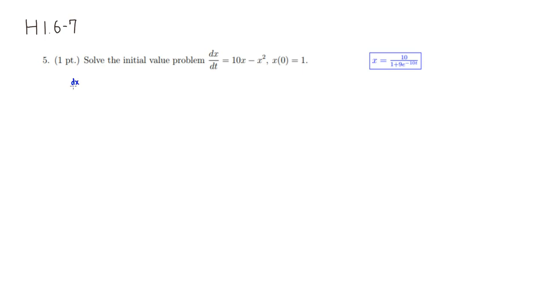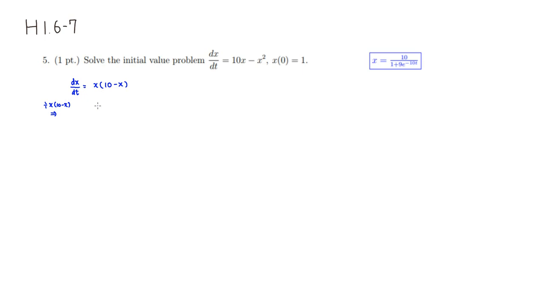dx over dt is equal to, I'm going to actually factor out the, let's say, x. And then this is going to be just a 10 minus x, right? Since this is a separable equation, I'm going to put all the x on the left and all the t's on the right. So we're going to divide through by x times 10 minus x.